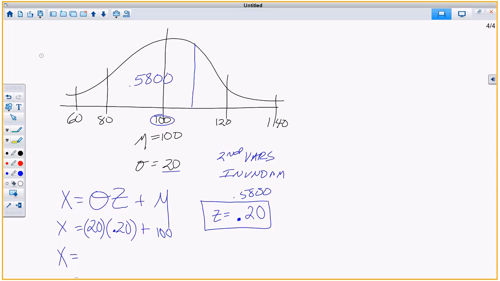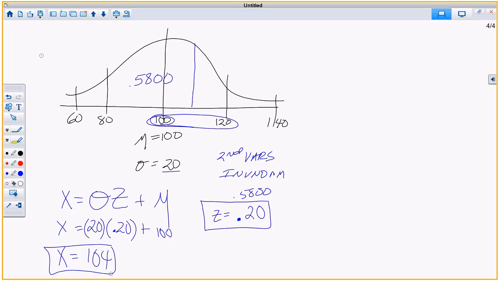Let's say this is test scores. What test score represents 58% of the population? Somebody crank it out. 104. Look here. It's between 100 and 120. Does everybody get 104? Okay, that's your answer. So the test score of 104, what if you make 103? That means you're in the bottom 58%. What if you make 120? Then you're in the top 42%.